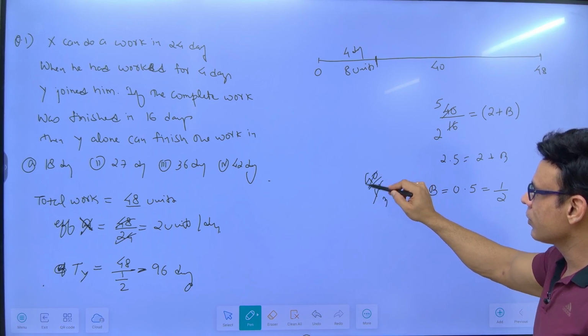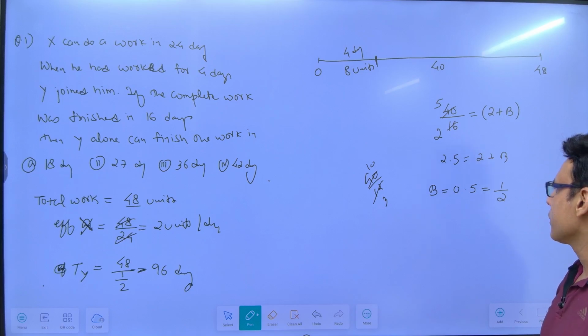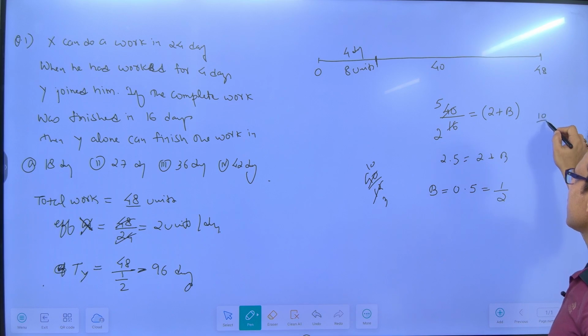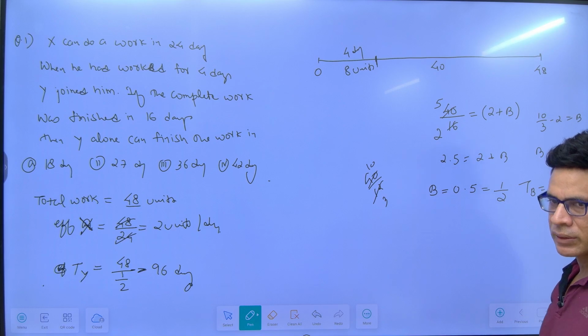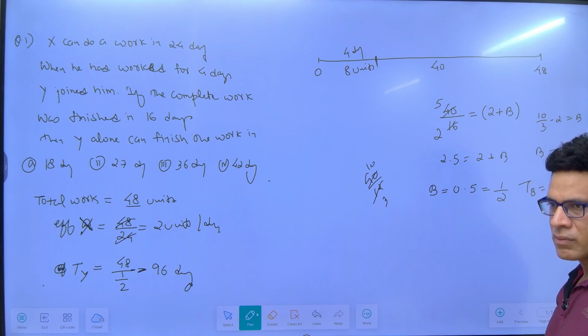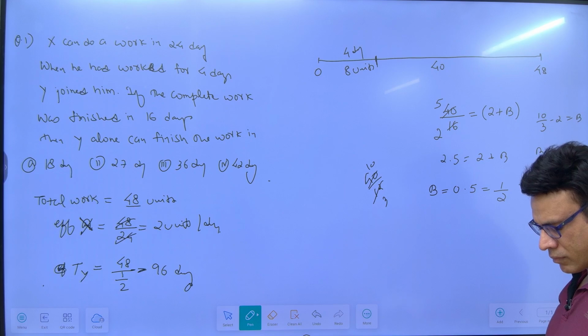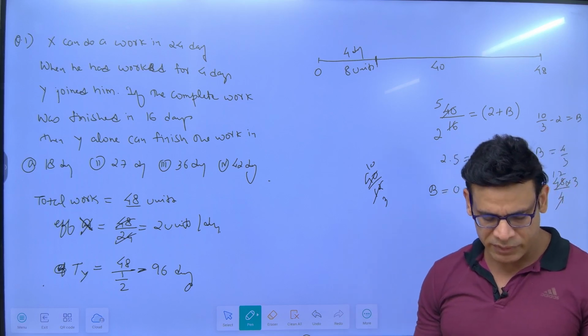12 days. So 4 3s are 12, so it's 10 by 3. Now 10 by 3 minus 2 is equal to B. So B's efficiency will be 10 minus 6, which is 4 by 3. And time taken by B will be 48 divided by 4 by 3: 4 12s are 48, 12 3s are 36. Another way of looking at the question. That is another way of looking at the problem.